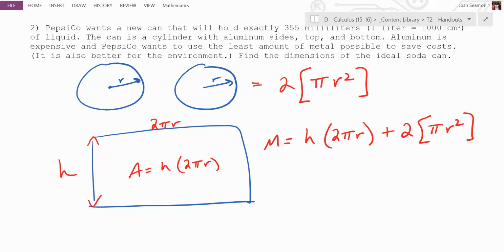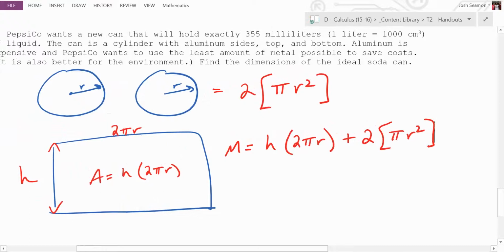There's one number up here we haven't used yet. What have we used? Oh, we haven't used the volume. What does the volume need to be? Oh, you found it. 355. What's the volume of a cylinder, everybody? How do you write the equation for the volume of a cylinder? It's the base times the height. What's the base of a cylinder? Pi r squared times the height.